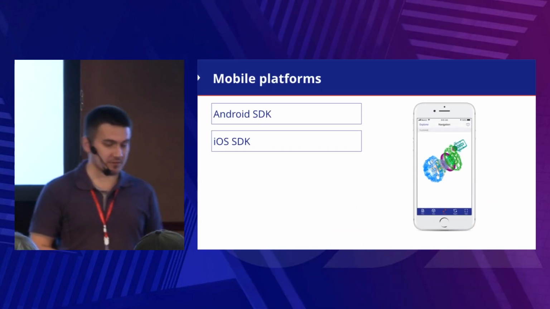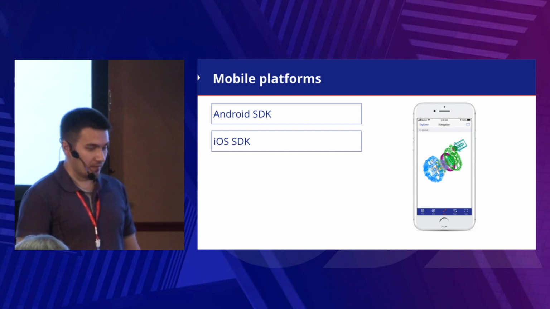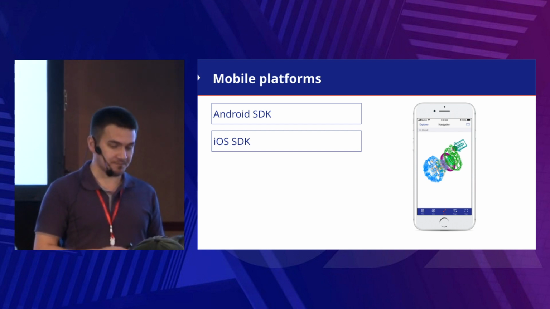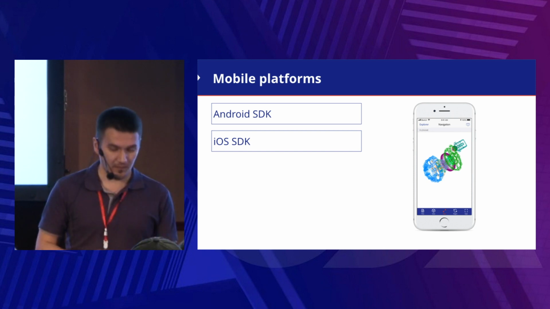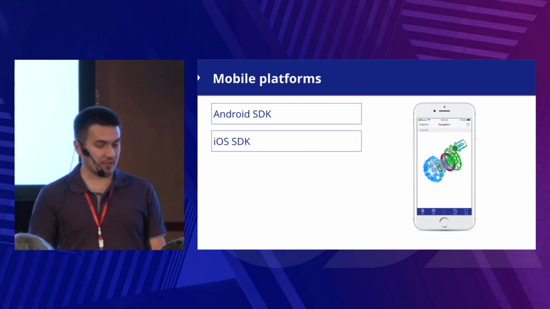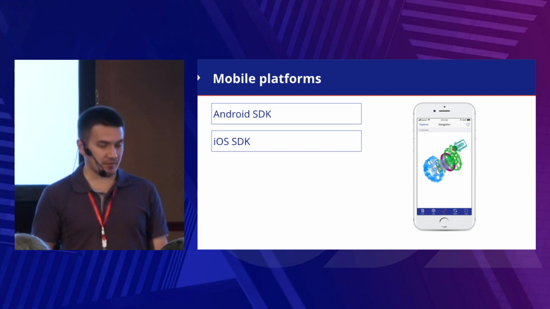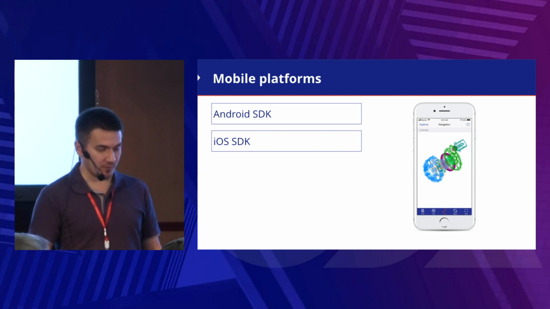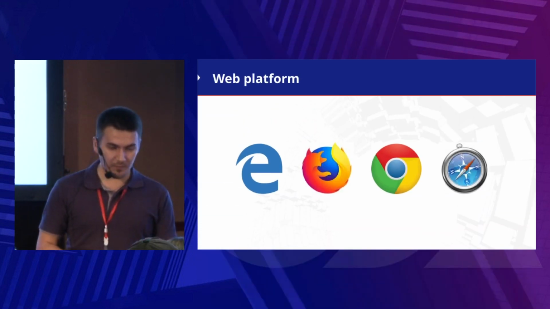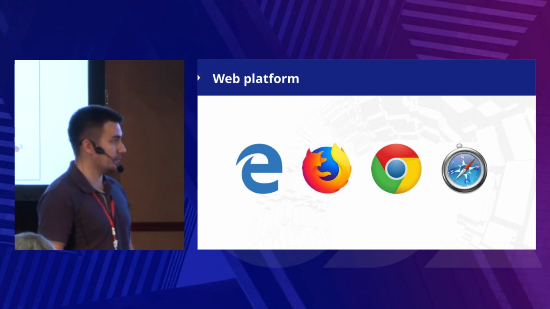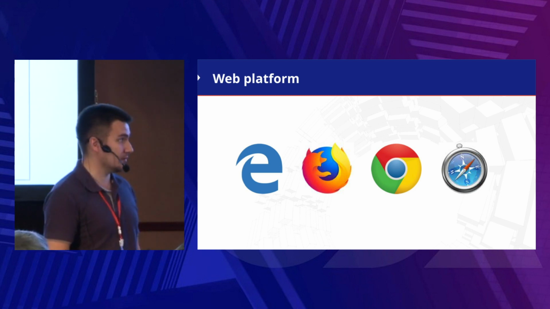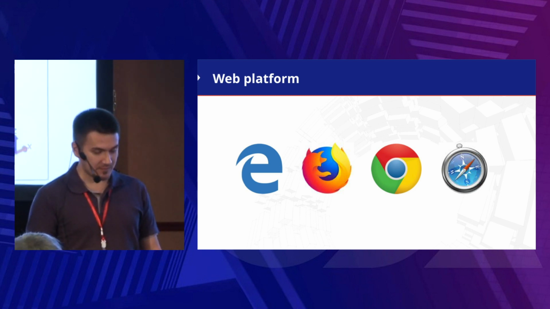For mobile platforms, we support the Android operating system and the iOS operating system. For Android, the Visualize API is available through JNI interfaces, and for iOS through Swift wrappers. For the web platform, we support all major browsers like Microsoft Edge, Firefox, Google Chrome, Safari.